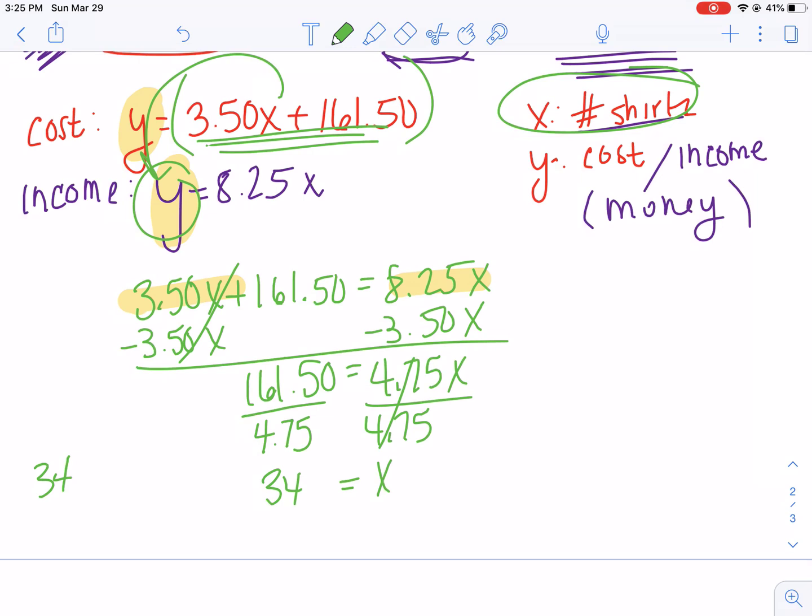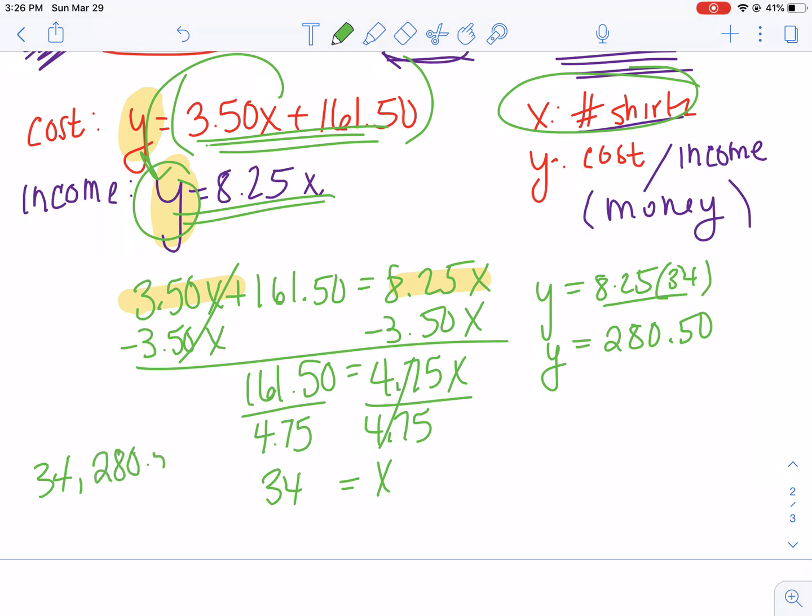I'm going to use the second equation because I think it's going to be a whole lot easier. Y equals 8.25 times 34. Y equals, if you do that math, $280.50. So our break-even point is right here. But what does that mean?